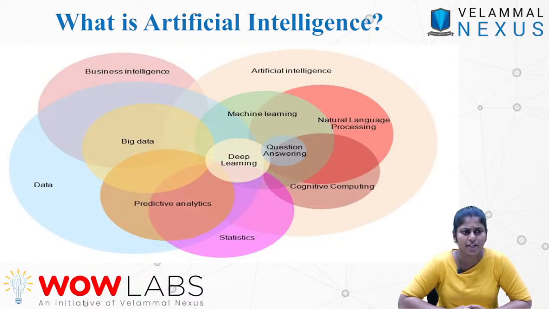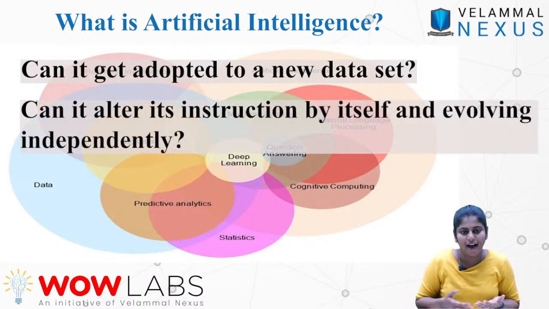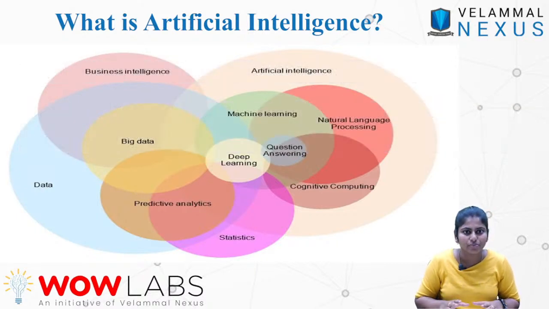Artificial intelligence is an essential technology that can learn, understand, and respond to a large amount of data. If you take a traditional software or program, it is supposed to do whatever we instruct perfectly without any errors. But can it adapt to new data sets? Can it alter its instructions by itself and evolve independently? The answer is no. So, this is where artificial intelligence comes into play.